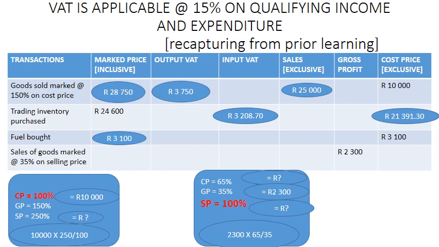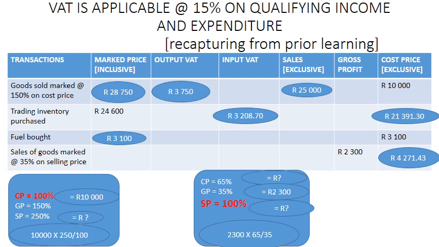We will use the same formula that we used in the first transaction. We will take the amount given, multiply it with a percentage that is unknown, divide it with a corresponding percentage to the amount given. In this case, we will take 2,300, multiply it by 65, divide it by 35 to arrive at a cost price of 4,271 rand 43 cents. We have calculated the cost price.